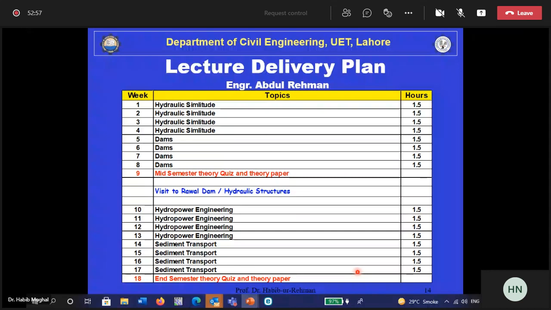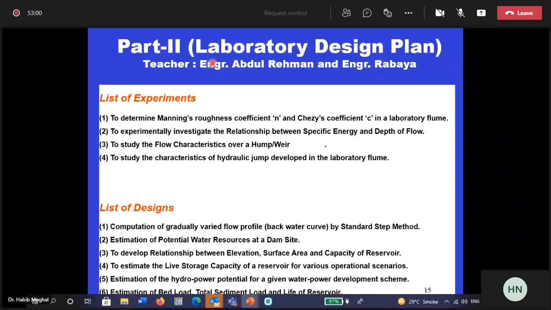And now the experiments, the laboratory work, which you will be doing mainly with these two teachers, Engineer Abdurrahman and Engineer Abiyah. In this lab work, we will perform both the lab experiments as well as designs. If you recall, in fluid mechanics 1 and fluid mechanics 2, you carried out laboratory experiments. In engineering hydrology, you did not carry out any experiment, but you conducted design exercises. So in this subject, you will do both in the lab.